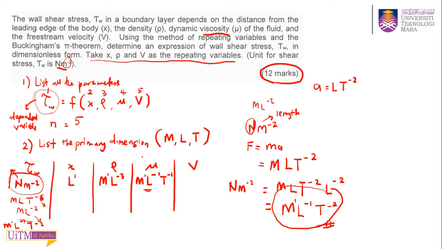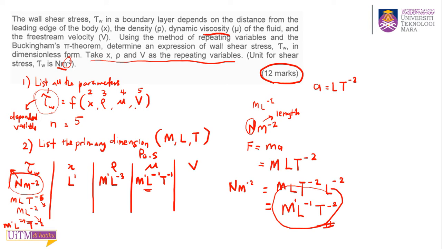Dynamic viscosity, you know, is about Pascal times second. Pascal is pressure, which is force over area. So you can find the primary dimension for force over area, and then multiply with time, for time. So you will get M1 L minus 1 T minus 1. So this is the trickiest parameter.